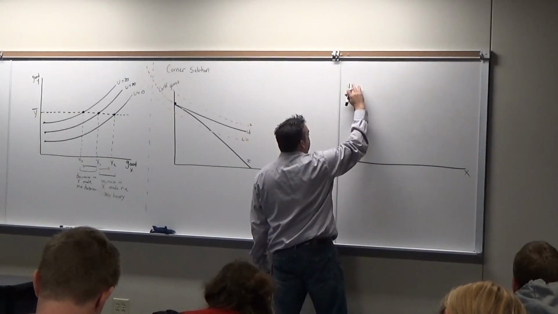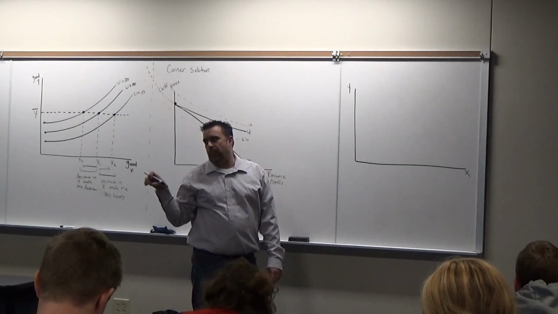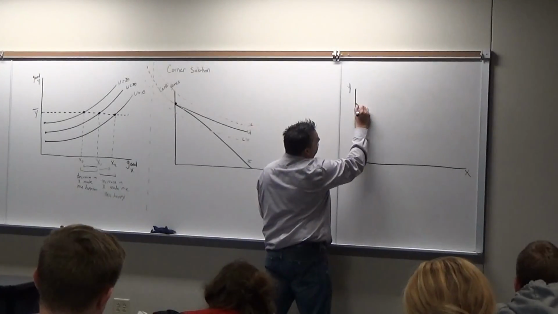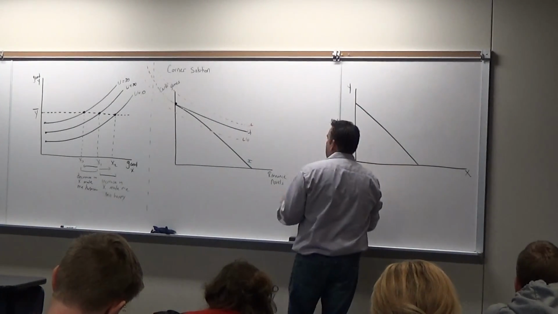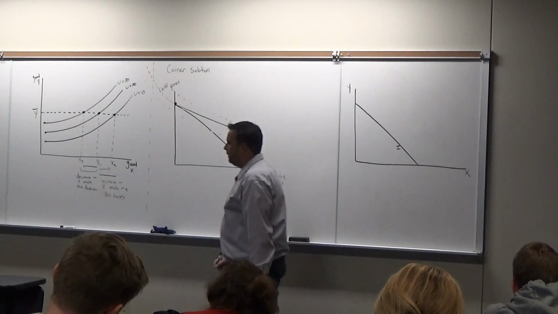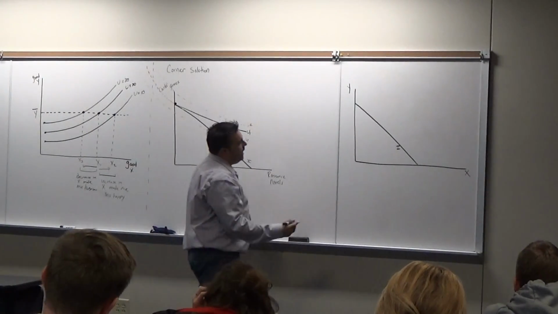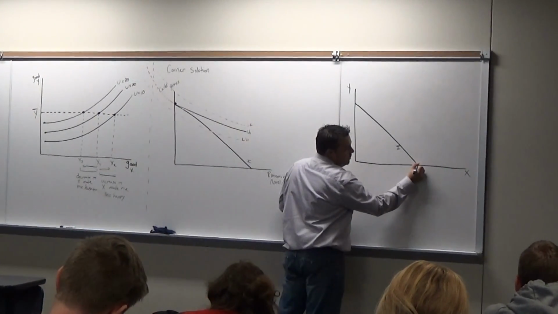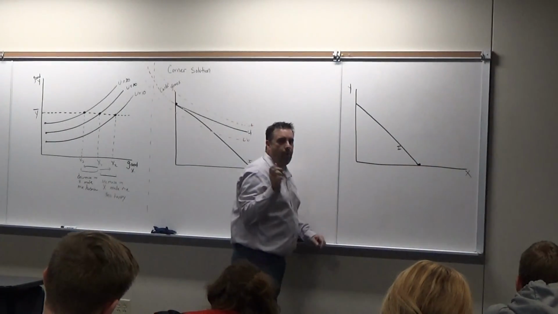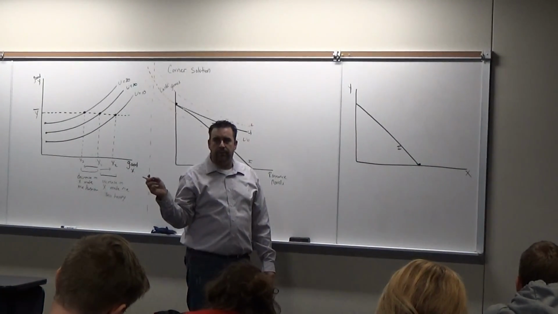Give me a minute to draw this one. Art is not a super strong point of mine, so I kind of have to futz this one out a little bit. So again, I'm going to set it up the same way, where I have some initial budget constraint. And I could have a solution where it's exactly tangent to my budget constraint down here, where I'm only purchasing good X.